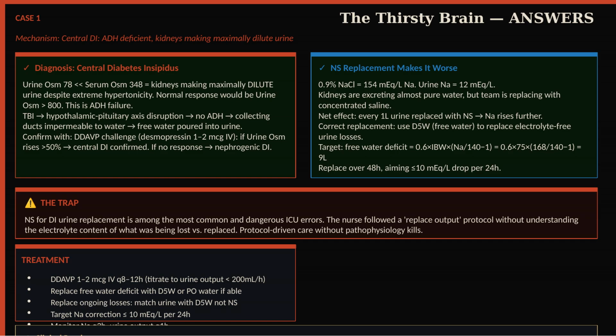So the orders: desmopressin now, D5W to replace the deficit and ongoing losses, target under 10 points a day, sodium every 2 hours, urine output hourly, and call endocrine. The pearl: in any TBI patient with polyuria, check the urine osmolality before you order a drop of replacement.